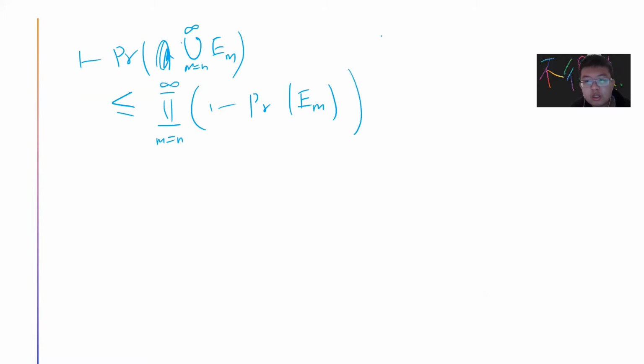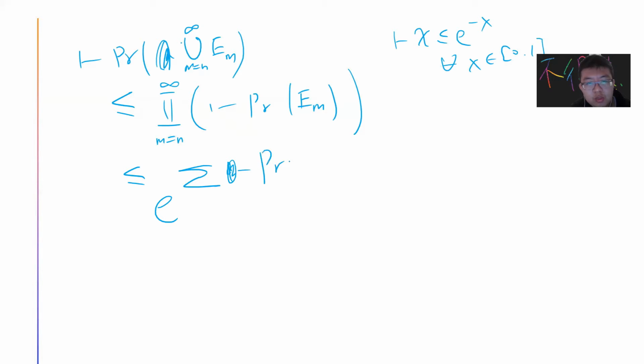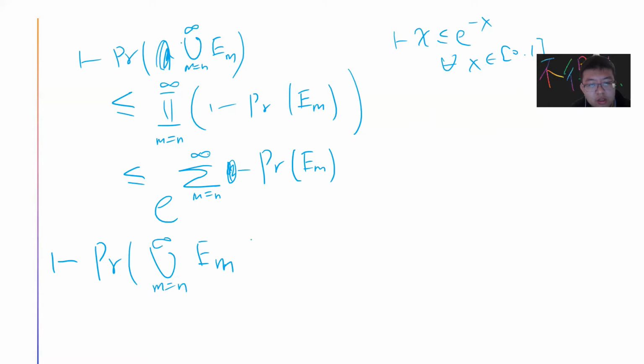Now we use a simple inequality: 1 minus x is less than or equal to exponential of negative x, for all x in [0, 1]. You can check it. Since it's a product, you write the exponential of minus the sum of the probabilities of E_m from n to infinity. Which means that 1 minus the probability of this is less than or equal to this. Okay, I get this.